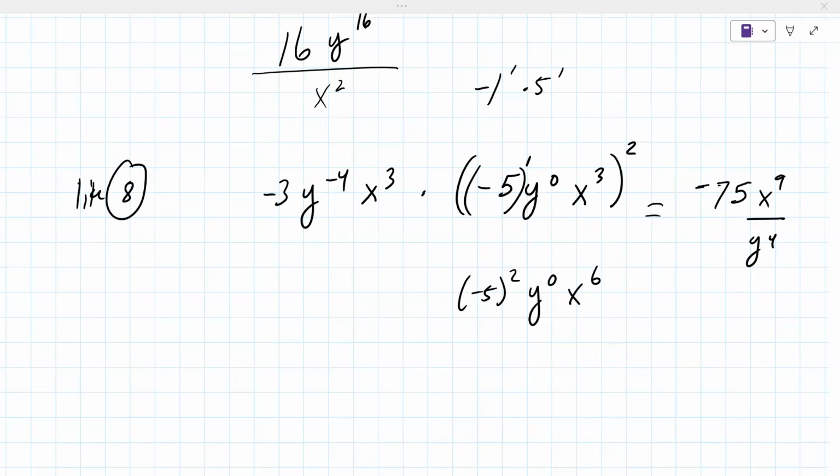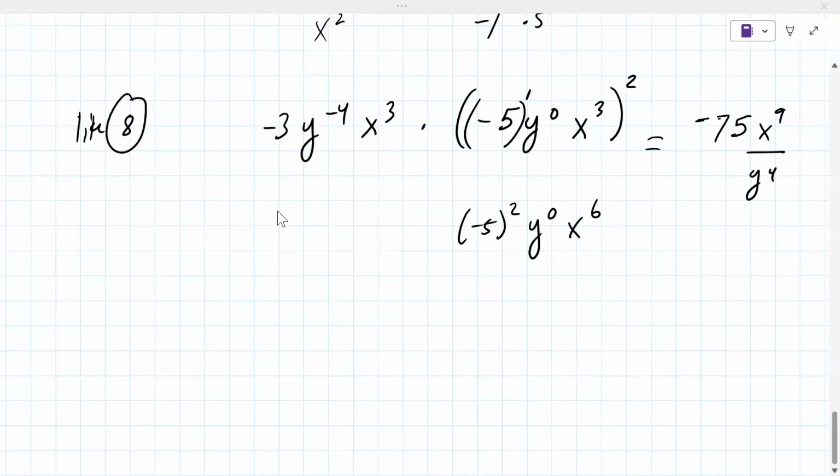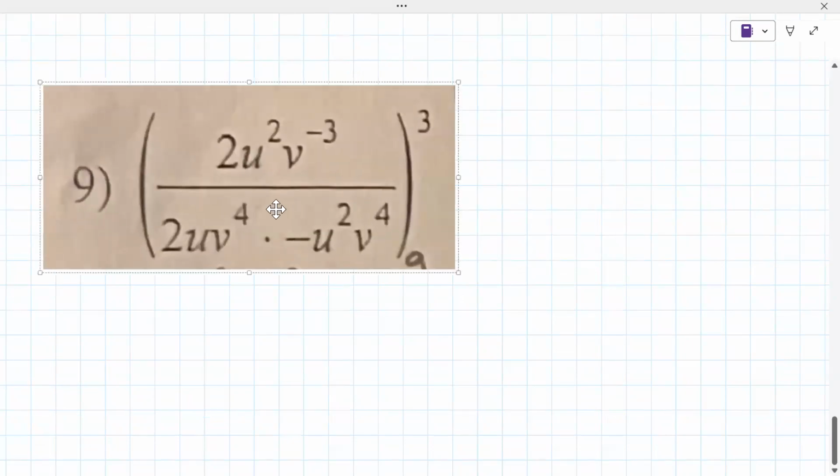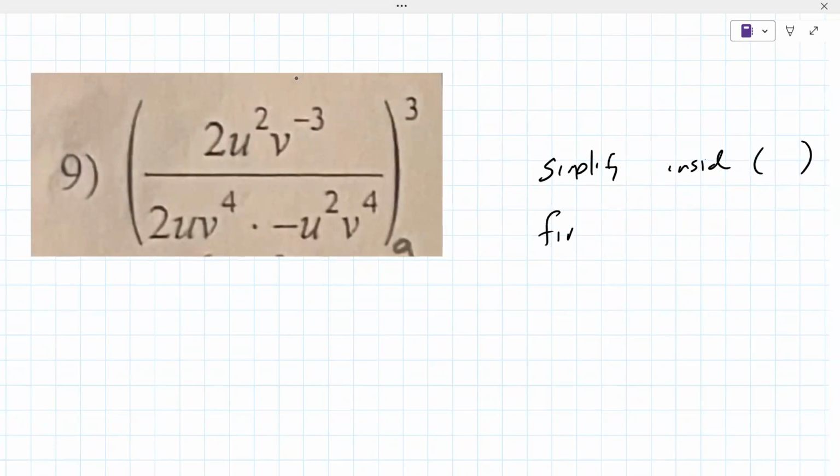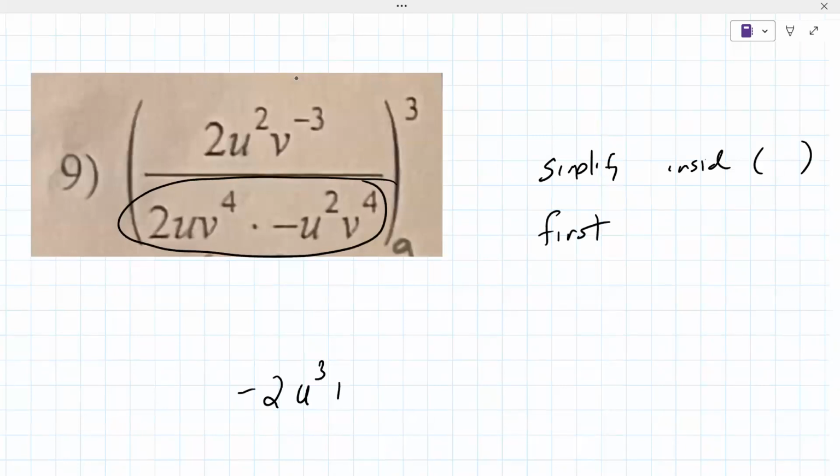I'd like to rework 9 from the beginning. I can correct your work, but let me suggest an alternate path. The alternate path here is to simplify inside parentheses first. So that means looking at the bottom first. The bottom becomes negative 2 u to the 3rd v to the 8th.